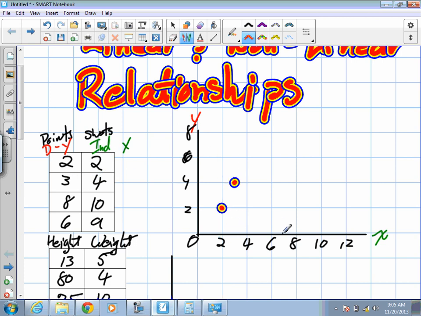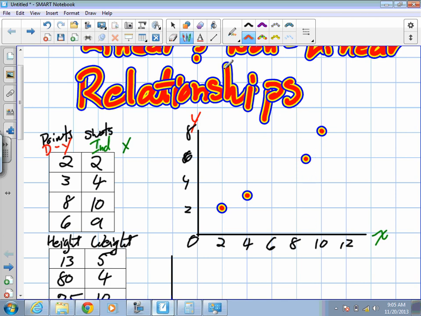8 and 10, 8. Oh, did I do that wrong? I did. See, even I get confused very quickly. This is our x-coordinate, so it's 4 and 3. 4 and 3 should be here. This is our x, so this is 10 and 8. Here's 10, 8, and 9, and 6.